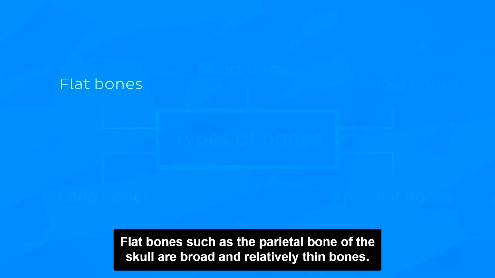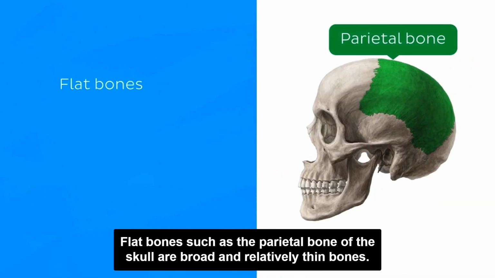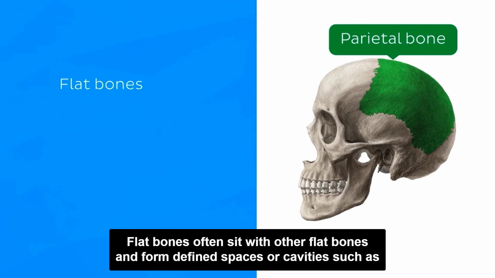Flat bones, such as the parietal bone of the skull, are broad and relatively thin bones. Flat bones often sit with other flat bones and form defined spaces or cavities, such as the cranial vault.